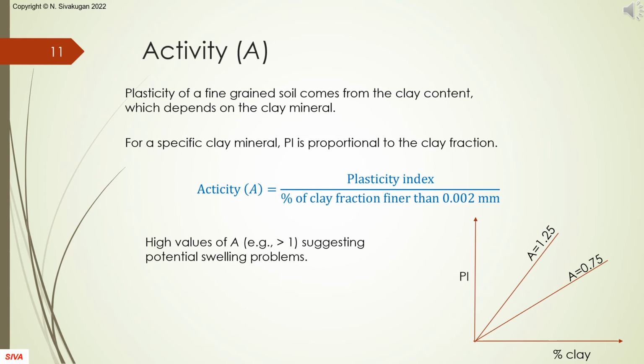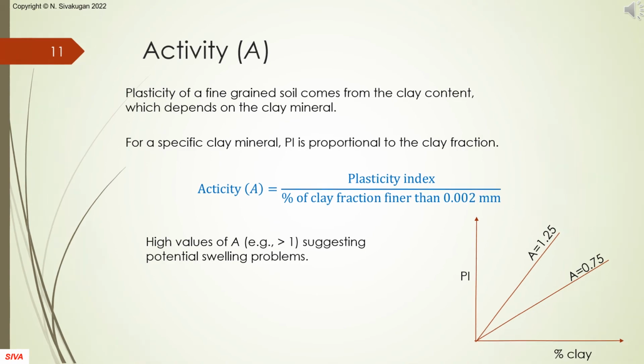Crudely put, activity quantifies the clayiness of the clay. It is the ratio of the plasticity index to the percentage of grains finer than 2 microns. High values of activity, say larger than 1, suggest potential swell-shrink problems.